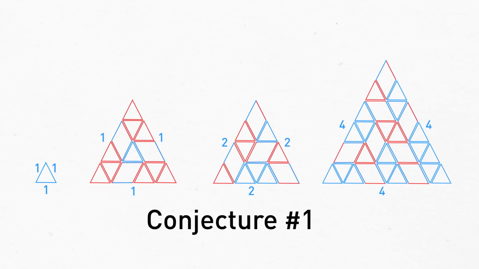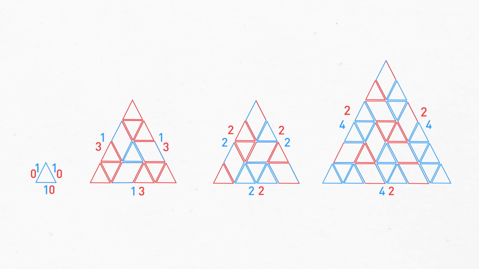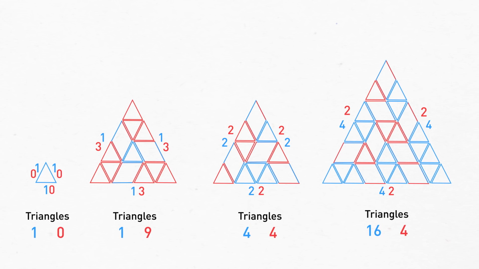Also, all 3 sides have the same number of red edges. But since the sides have a fixed number of total edges, those are equivalent conjectures. Now let's count the number of blue triangles and red triangles within each puzzle. Do you notice a relationship between the number of blue edges along a side and the number of blue triangles? Or red edges and red triangles? Again, there seems to be a pattern. The number of blue triangles is the square of the number of blue edges along a side, and the number of red triangles is the square of the number of red edges along a side. We'll call that conjecture number 2.